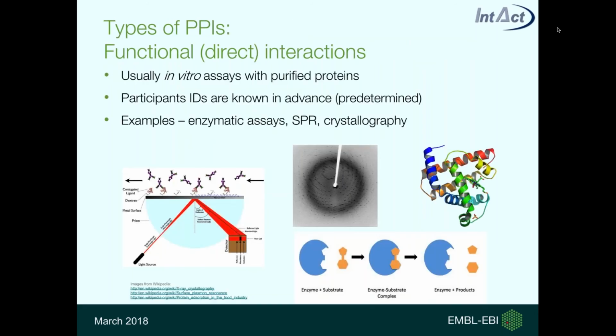The last type of protein-protein interactions are the direct functional interactions. These are carried out almost always in vitro with purified proteins. This means we know exactly what we put into the assay. Examples are things like enzymatic assays, surface plasmon resonance, or crystallography.